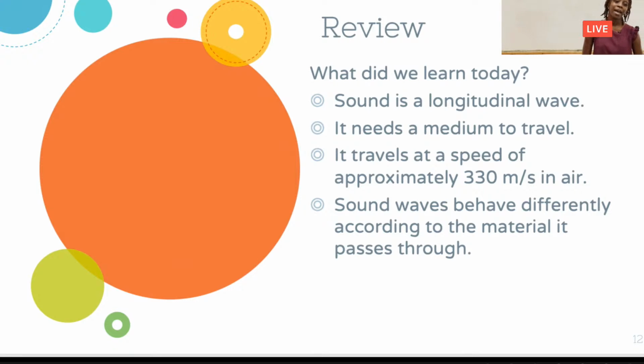You should also remember that sound travels at a speed of approximately 330 meters per second in air, unlike light, which travels at 300 million meters per second. And finally, you should know that sound waves behave differently according to the medium or the material they pass through. That is why when you're at the beach and you're underwater, a person speaking would sound a little bit more muffled than when you're above water.